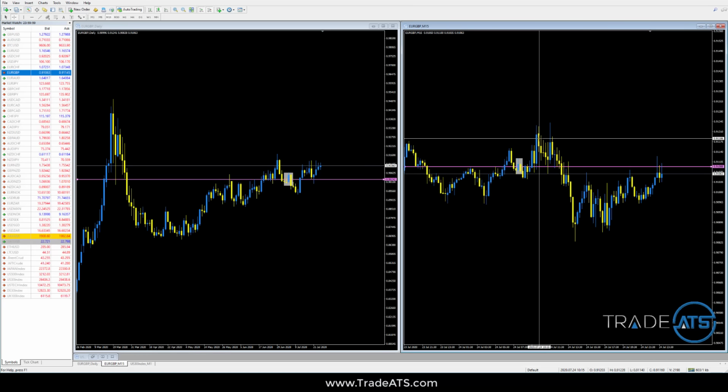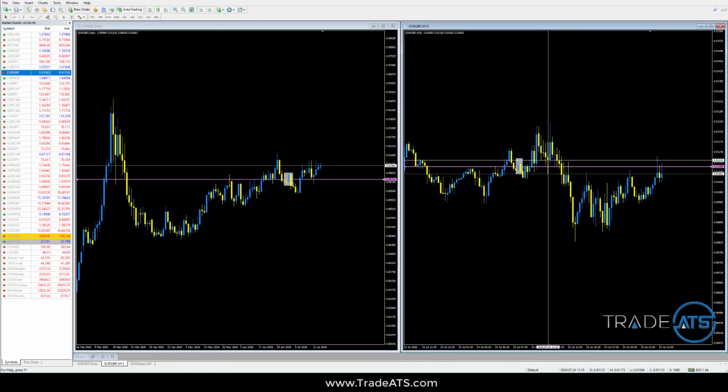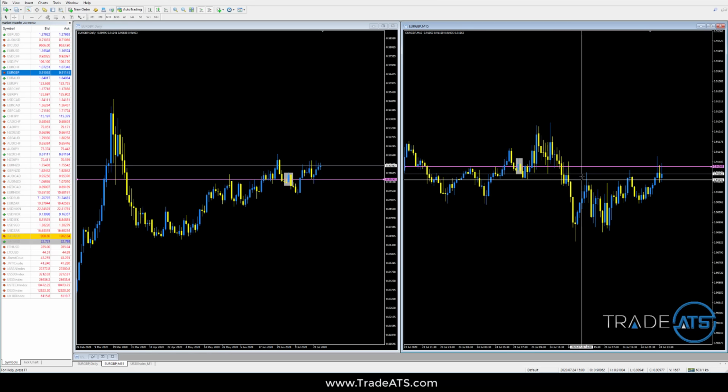You could see that it's been respected as we pulled up. See how it bounced off that level here, came down, got through it, bounced off the level right there. This is the point that is very relevant for where we're at.